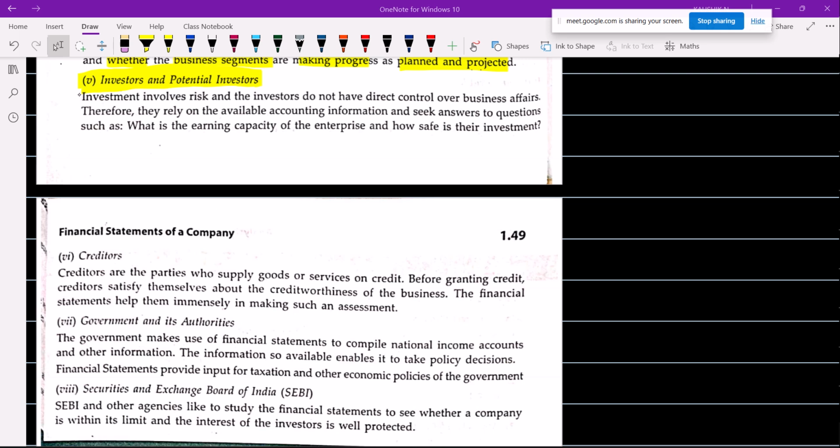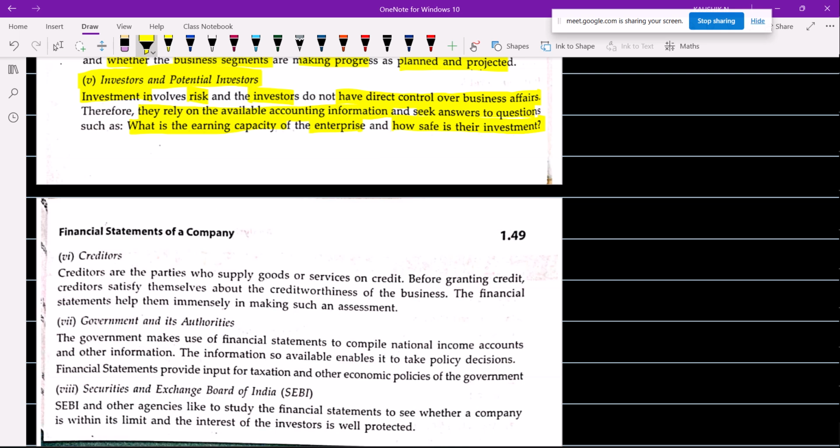Investors and potential investors. Investment involves risk, and the investors do not have direct control over business affairs. Therefore, they rely on available accounting information and seek answers to questions such as what is the earning capacity of the enterprise and how safe is their investment.